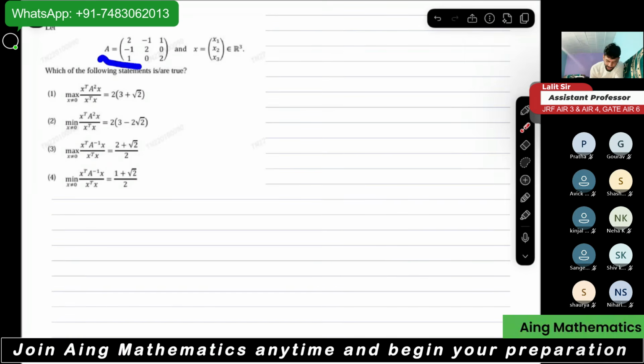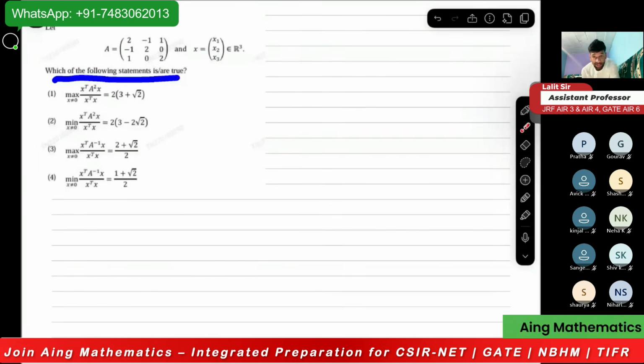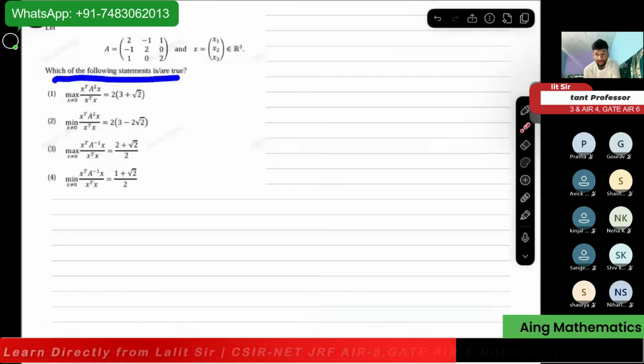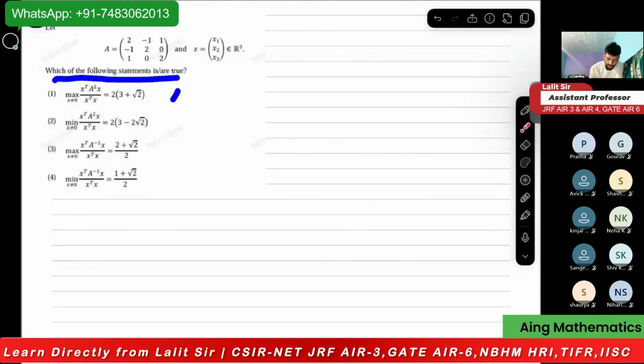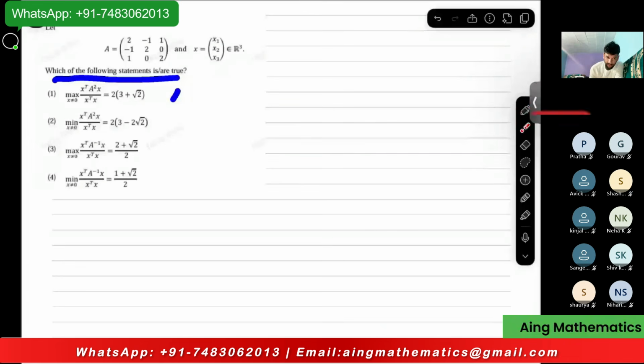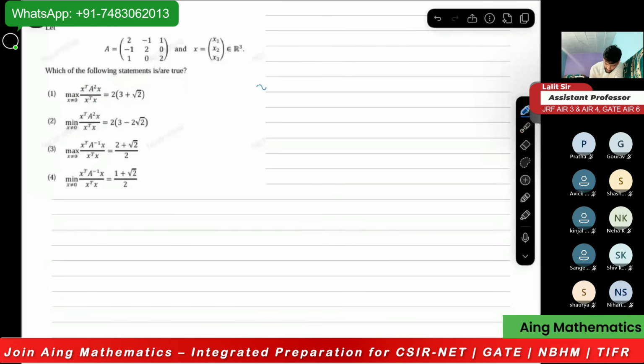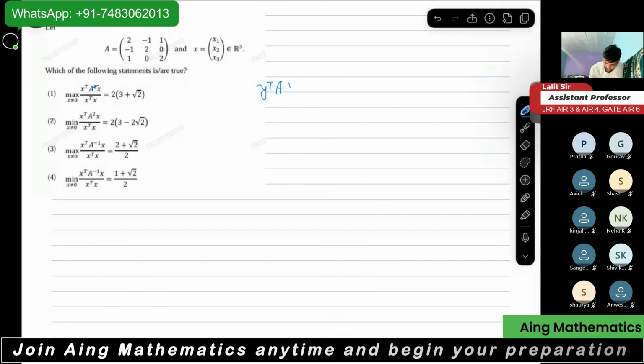This symmetric matrix, and X is a column vector from R cube, which one of the following statements is correct? This question is easy to solve in the exam if you have done this already. Otherwise, you have to work a little bit, but you could solve this in the exam. All you need to understand is that the maximum of this will be equal to this: Y transpose, suppose the matrix is A here, Y, where norm Y is equal to 1.